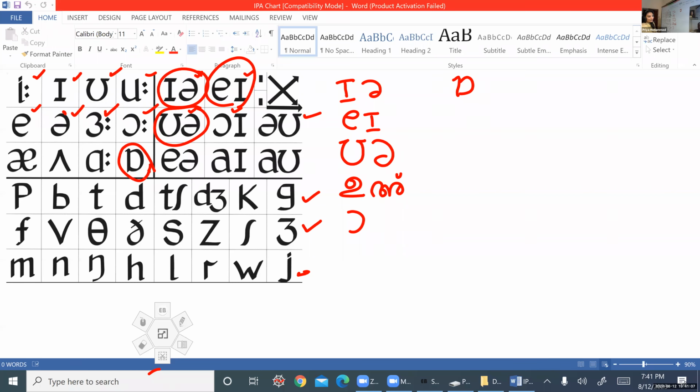Once more. Oh. Exactly. So when we see the same sound in diphthong, it is written like this. This and this are the same. When I add this one, what is this?